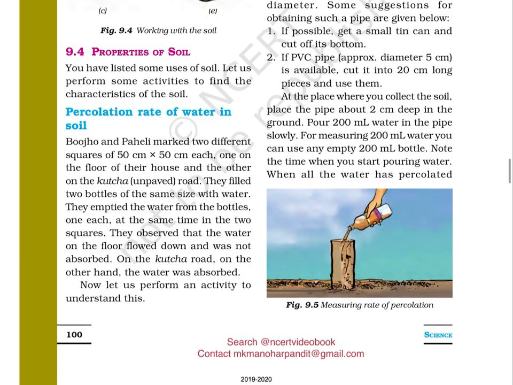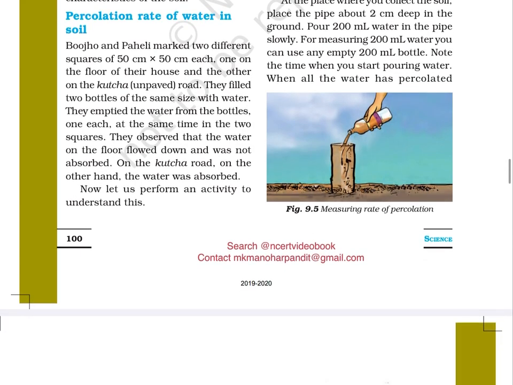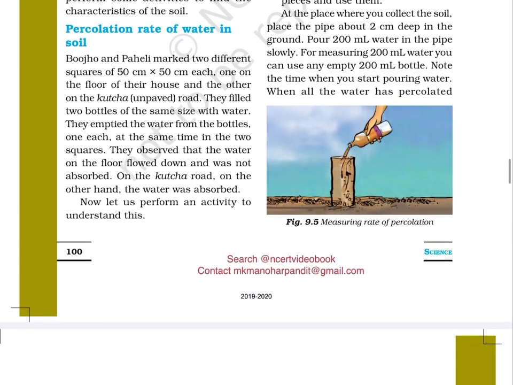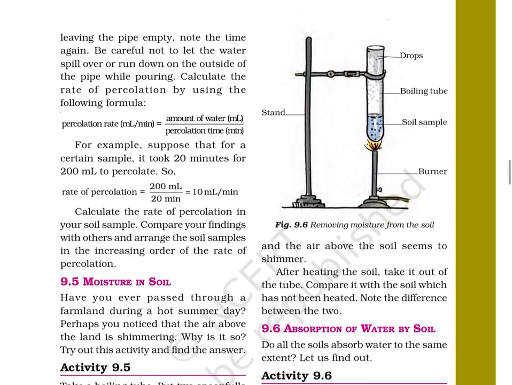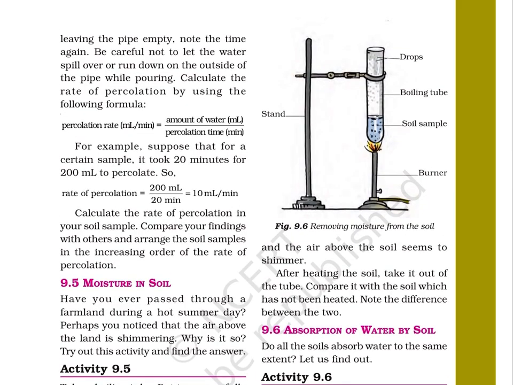Figure 9.5. Measuring rate of percolation. In this figure, we can observe someone pouring water in a PVC pipe. Page 101. Be careful not to let the water spill over or run down on the outside of the pipe while pouring. Calculate the rate of percolation by using the following formula. Percolation rate, measured as milliliter per minute, is equal to amount of water in milliliter divided by percolation time in minutes.